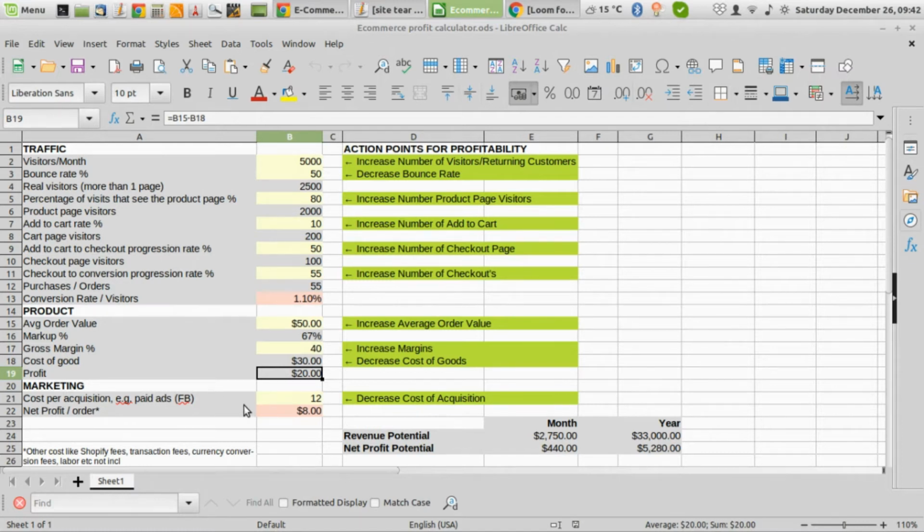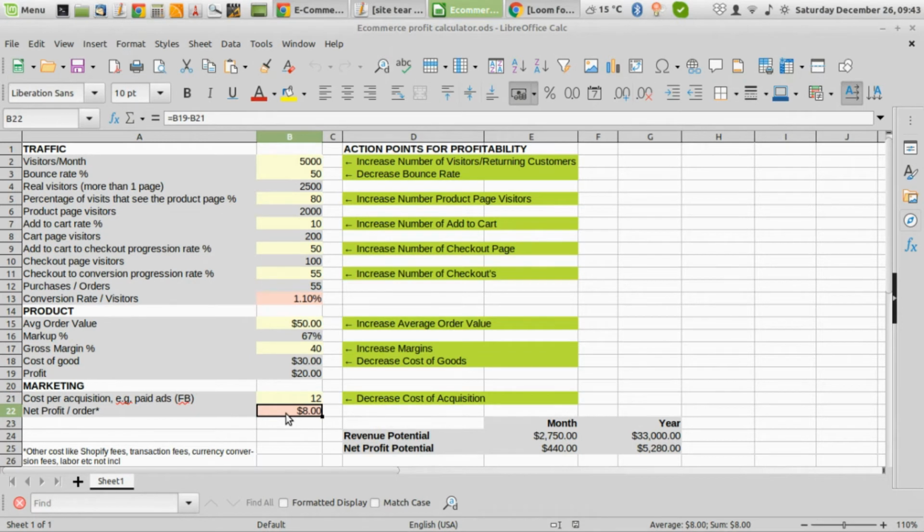That means you're investing in some form into marketing. So the cost per acquisition, the CPA, in my example here, is $12. So basically I pay, for instance, Facebook or Google $12 to get the click, not the sale, get the click. In this case, I'm paying $12 for this conversion here, which then leaves me at the end of the day, if I have a profit of $20, with a net profit per order of only $8.